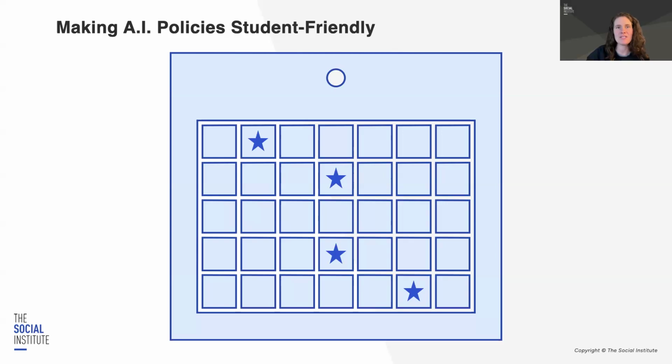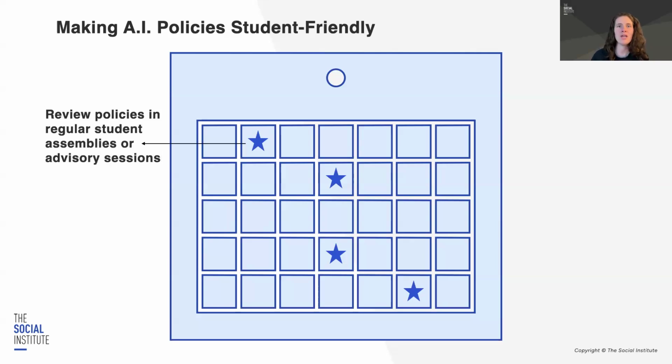As we think about making these policies student friendly, we can think about all of the different buckets throughout the day, and we'll just highlight a few here. The first thing here, reviewing policies in regular student assemblies or advisory sessions. Again, someone just commented having a student council and student ambassadors review. So that can be one great area to review this with students or with a specific cohort of students to keep that conversation flowing. Another thing that we can do is use school newsletters and websites for updates.